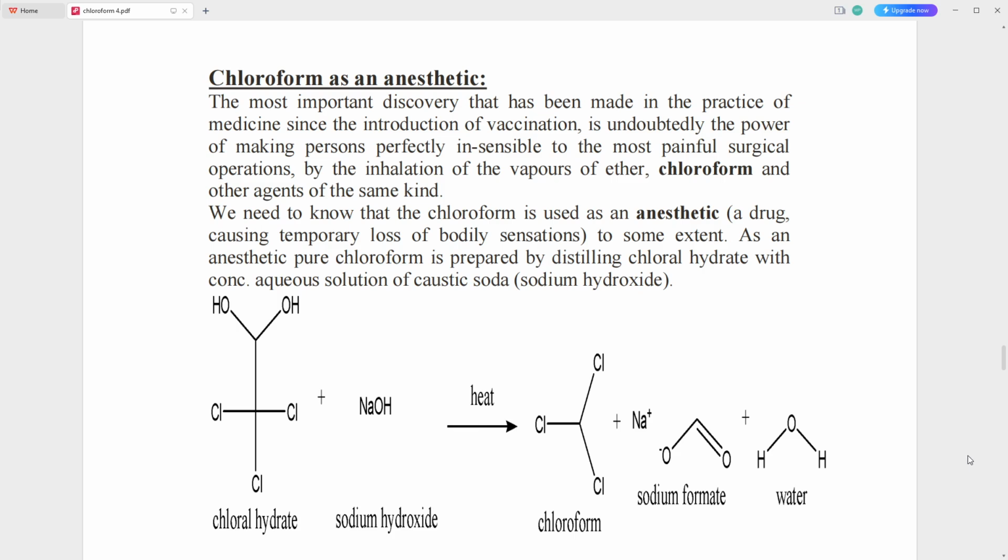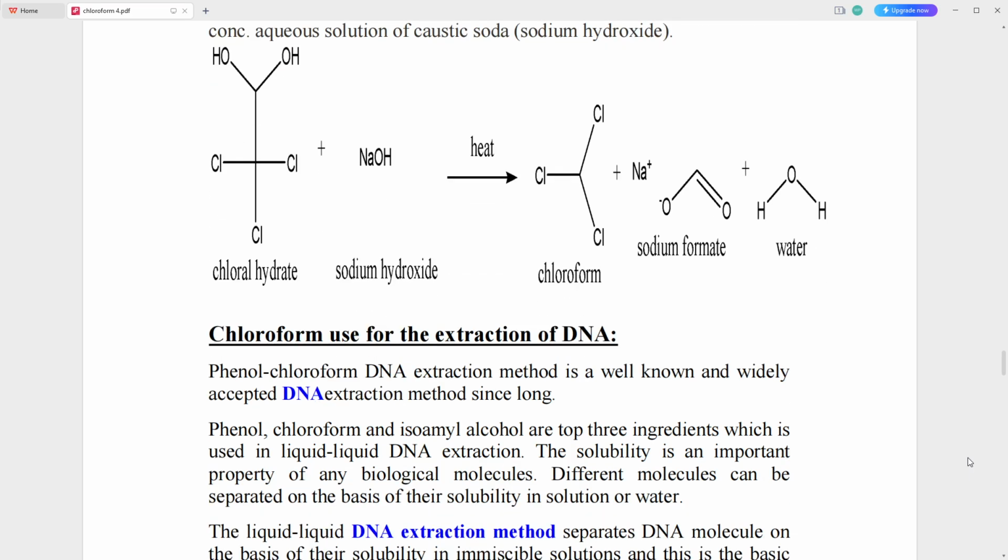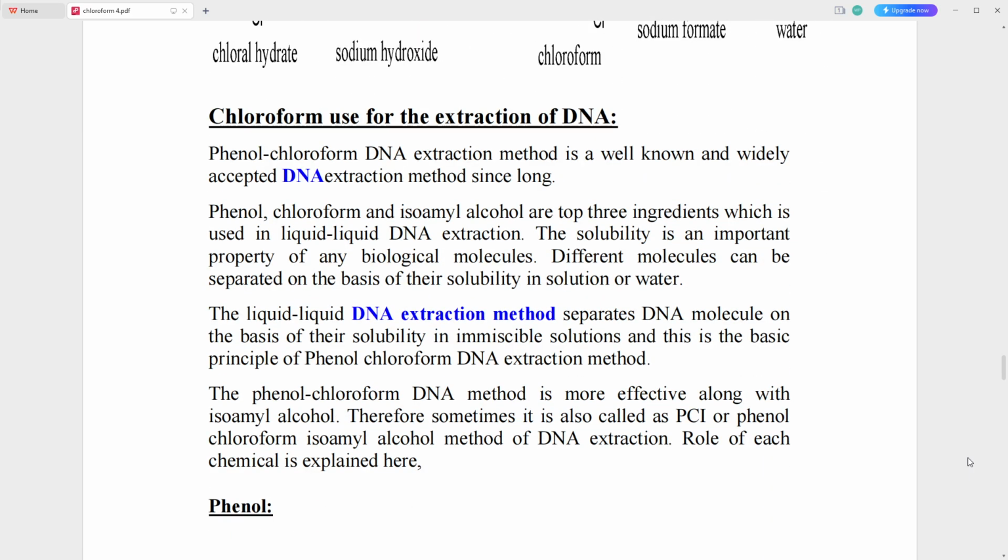We need to know that chloroform is used as an anesthetic, a drug causing temporary loss of bodily sensation to some extent. As an anesthetic, pure chloroform is prepared by distilling chloral hydrate with a concentrated aqueous solution of caustic soda, sodium hydroxide. As you can see in this reaction, when chloral hydrate is heated with sodium hydroxide, chloroform plus sodium formate and water are formed. Chloroform is also used for extraction of DNA.